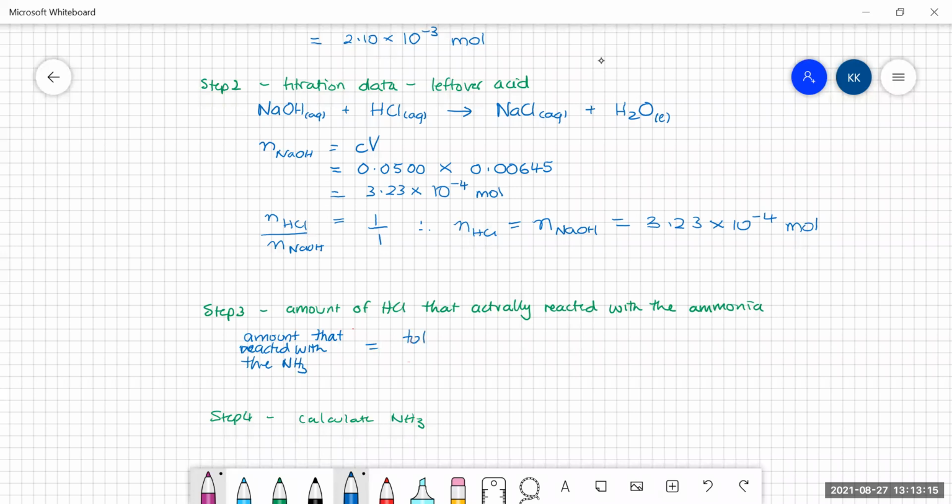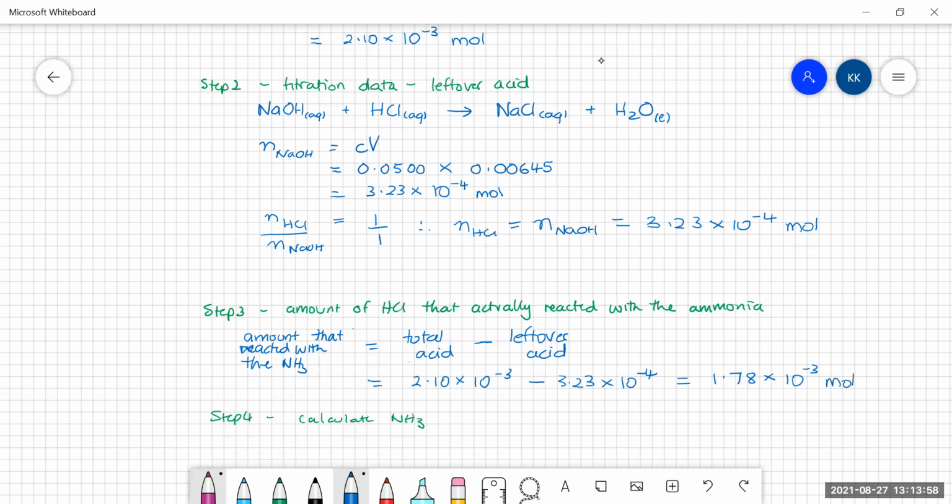And that's the total acid. And we're going to subtract the leftover acid. So our total acid was 2.10 times 10 to the minus 3. And we're going to subtract our leftover acid, which was 3.23 times 10 to the minus 4. And that's going to produce an answer of 1.78 times 10 to the minus 3 moles.